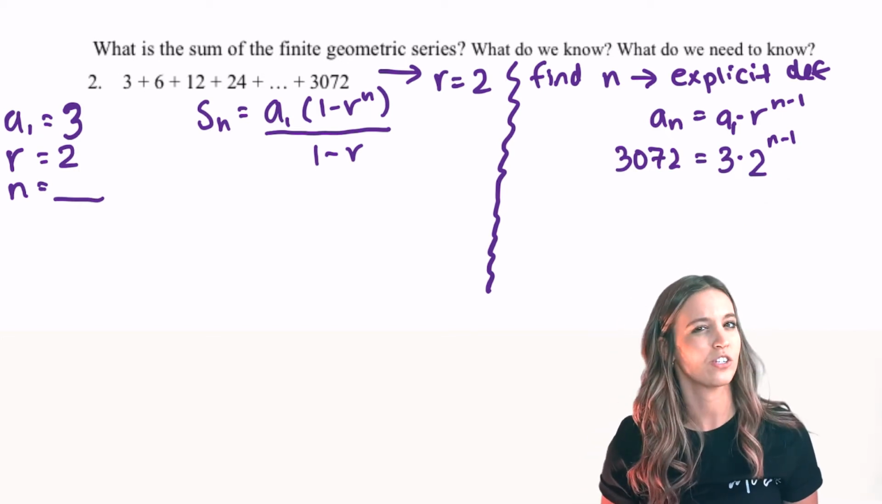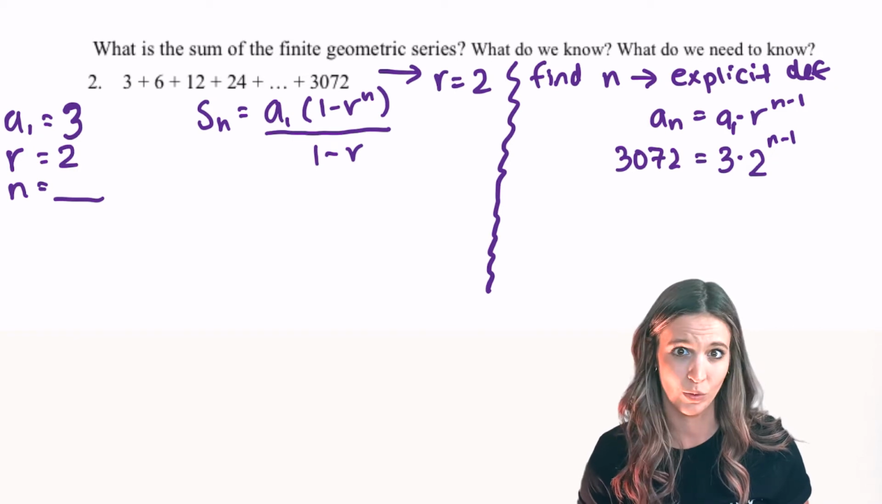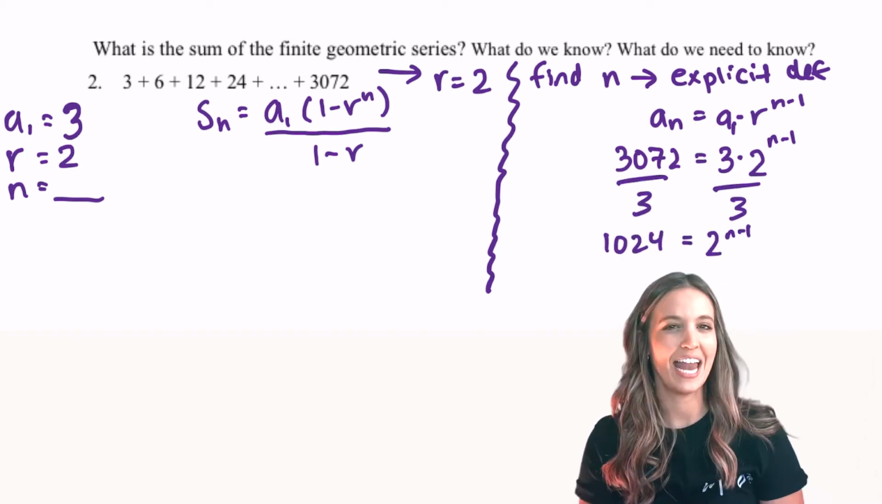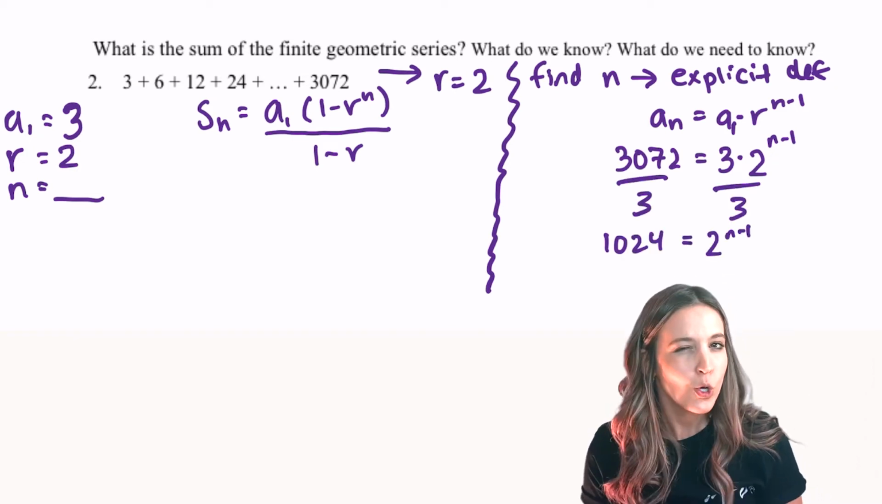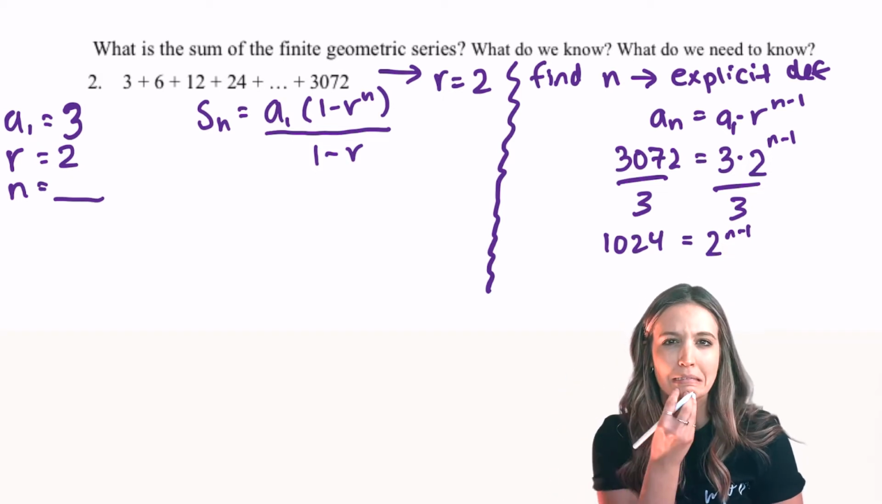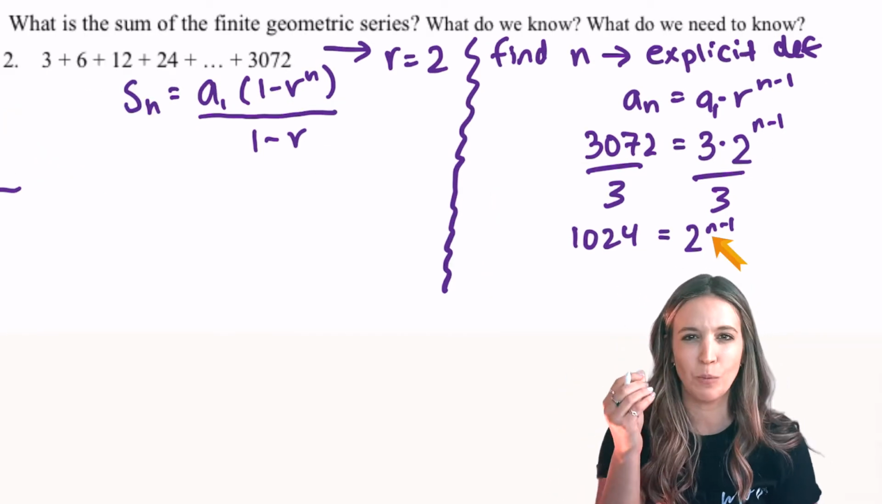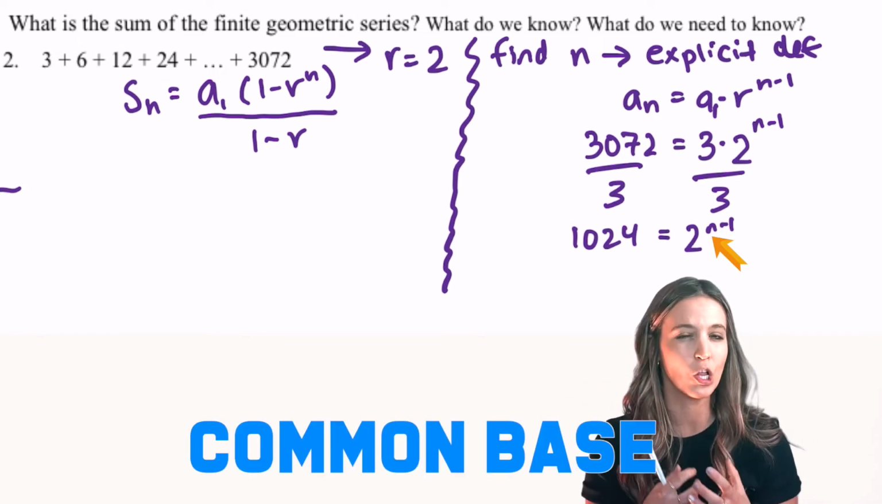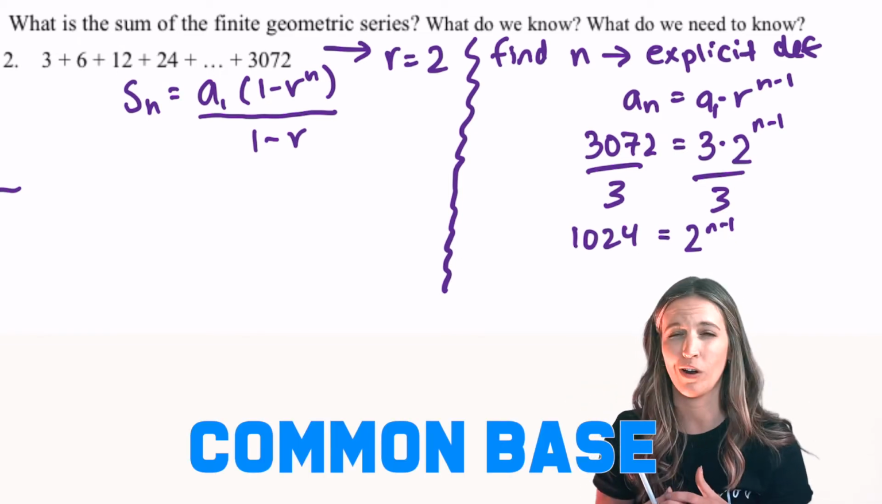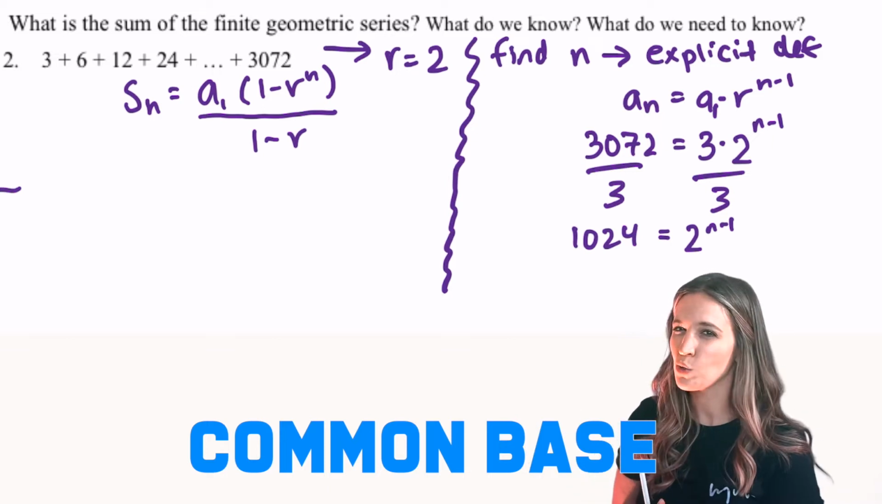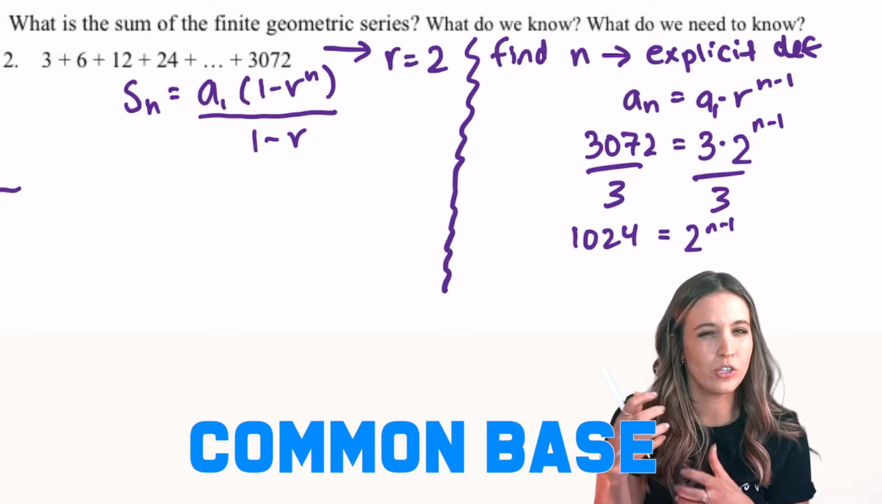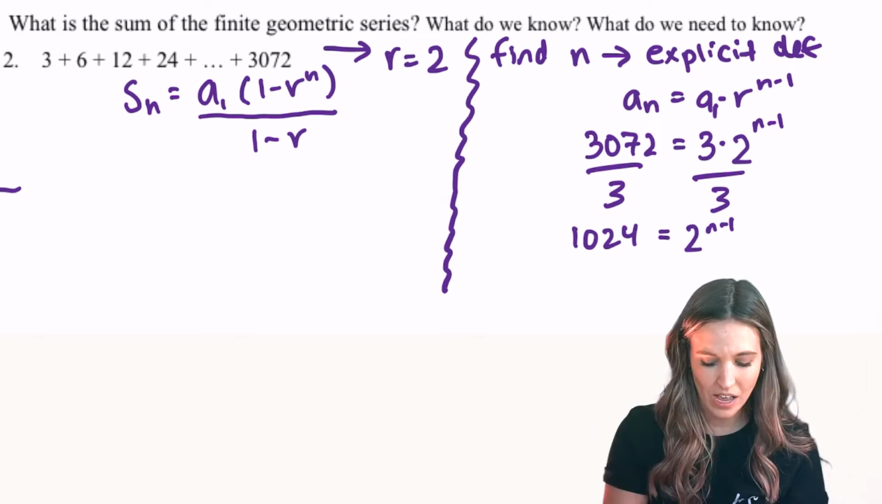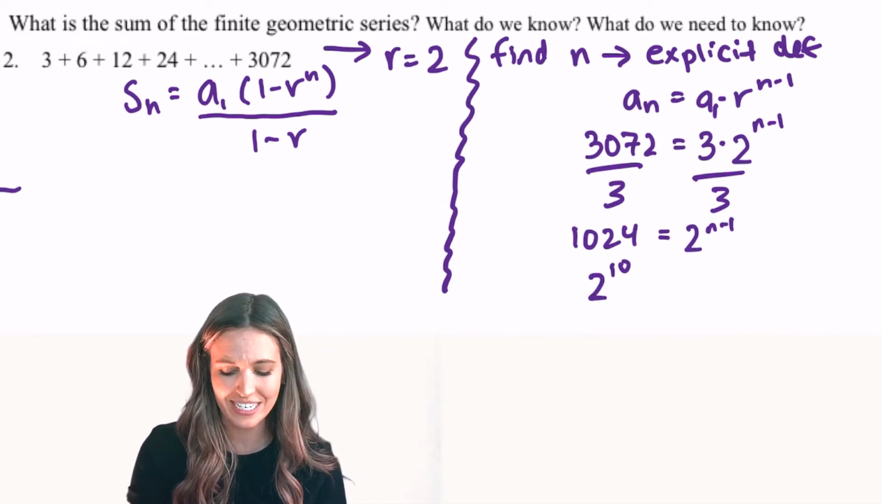What will I do here to start solving for n? Well, I better get rid of that 3. Now I have 1,024 equals 2 to the n minus 1 power. Ooh, what I'm solving for is in the exponent right now. So I really need to make the two sides of my equation look alike. 1,024. Is there any way I could make 1,024 look like 2 to some power so I could match my bases? 1,024 is 2 to the 10th power.